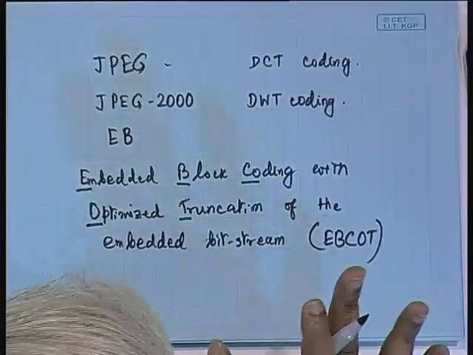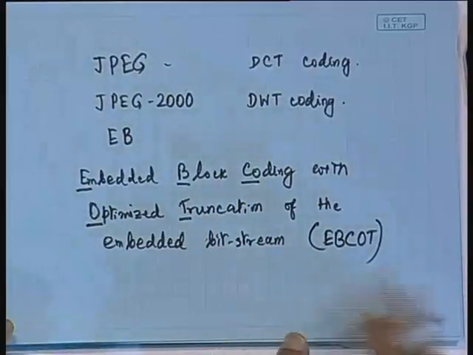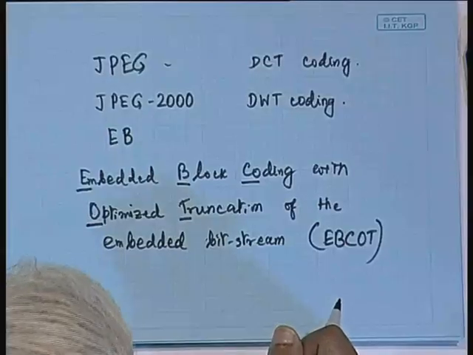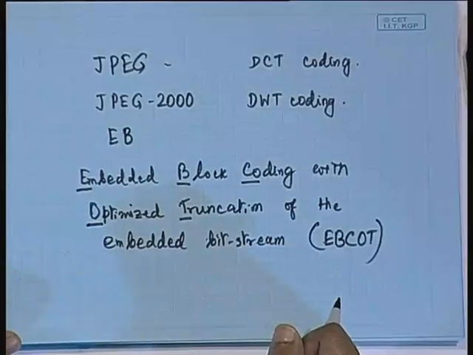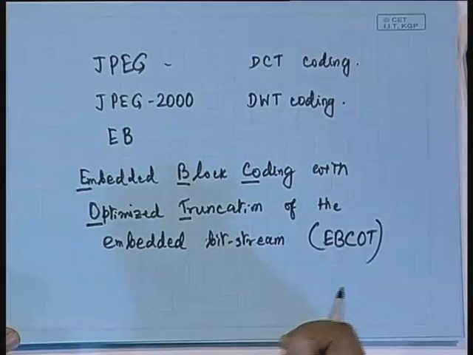Now, embedded coding we are familiar with, because Shapiro's technique is also a kind of embedded coding. Here it is called embedded block coding, because the coefficients within the subband are subdivided into blocks, and it is encoded blockwise. So, there is block coding, and the beauty behind this technique is the optimized truncation.